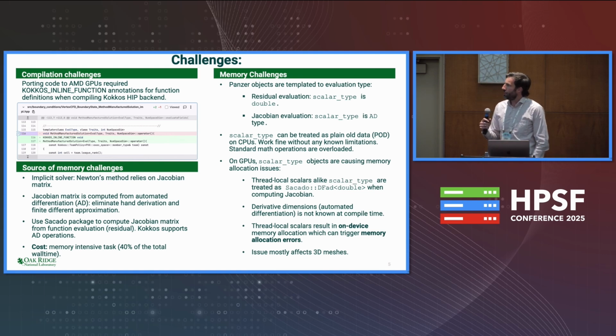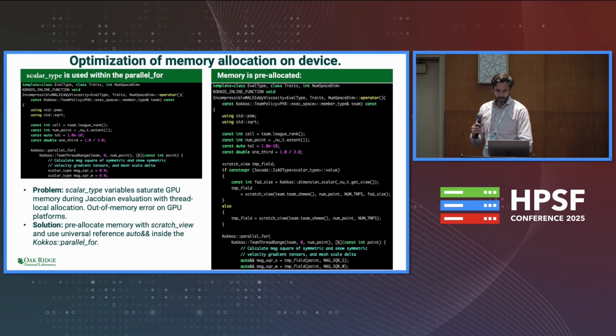That was causing issues on the GPUs because you have a lot of local memory allocation that saturated the GPU memory. So that issue only showed up on 3D meshes. We were testing the code a lot on CPUs and GPUs using 2D meshes. And over the past year, when we started to test the code on 3D meshes, that's when we started to see that issue.